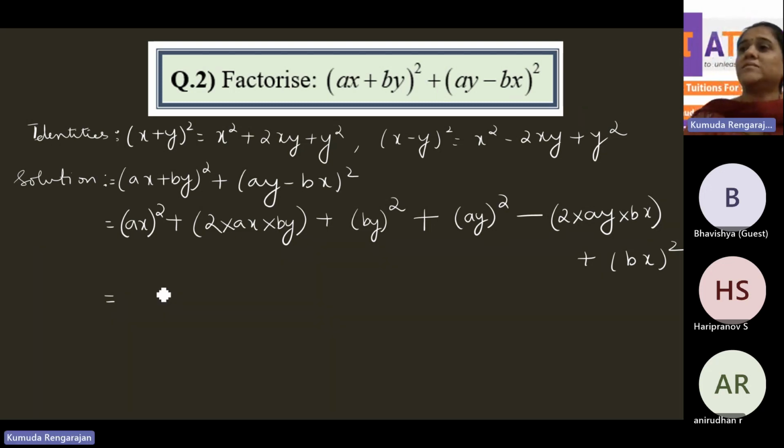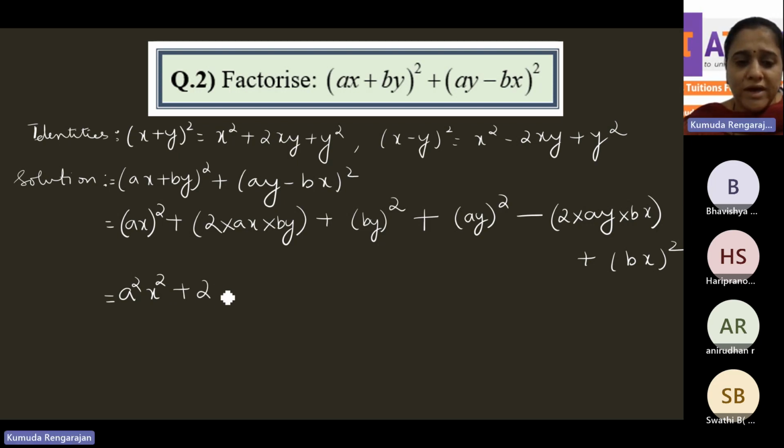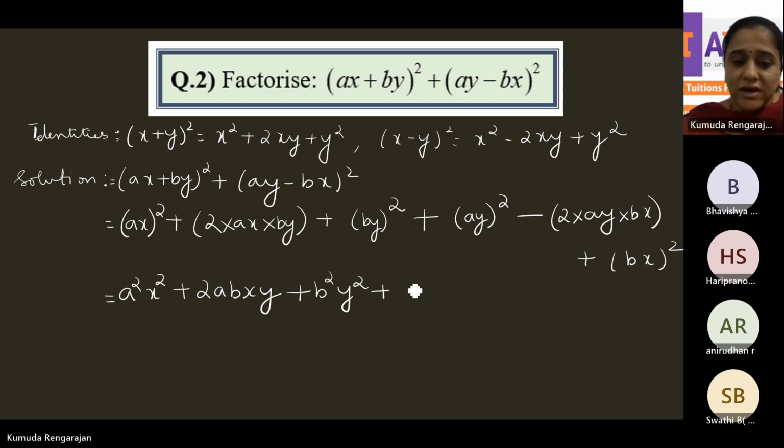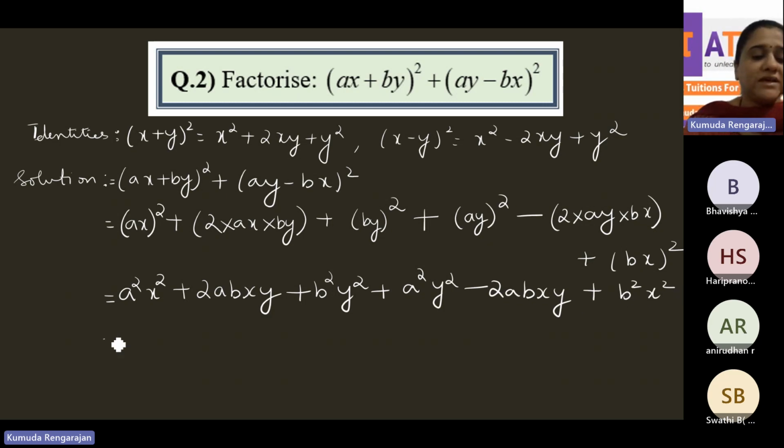Who said a squared x squared? Very good. Ax the whole square is a squared x squared. Ax into ax, which is a squared x squared plus 2abxy, correct? Plus b squared y squared plus a squared y squared minus 2abxy plus b squared x squared. Anything gets cancelled?